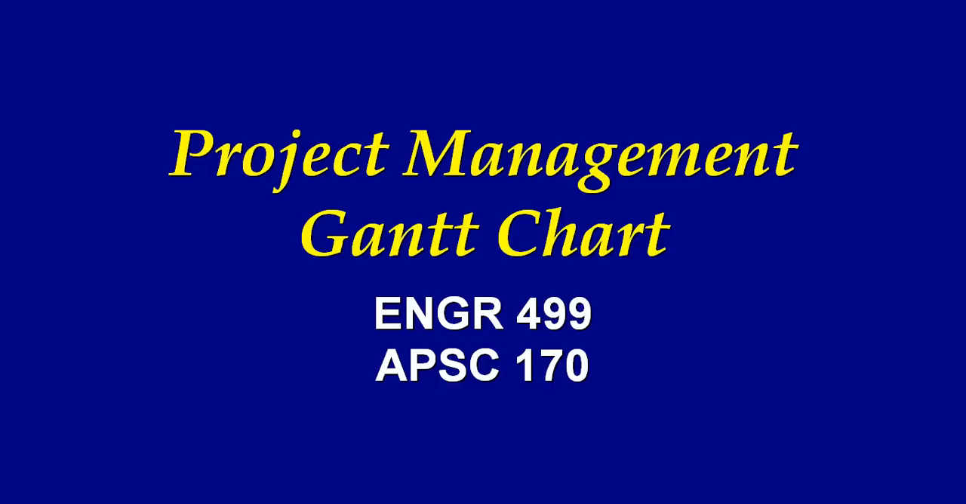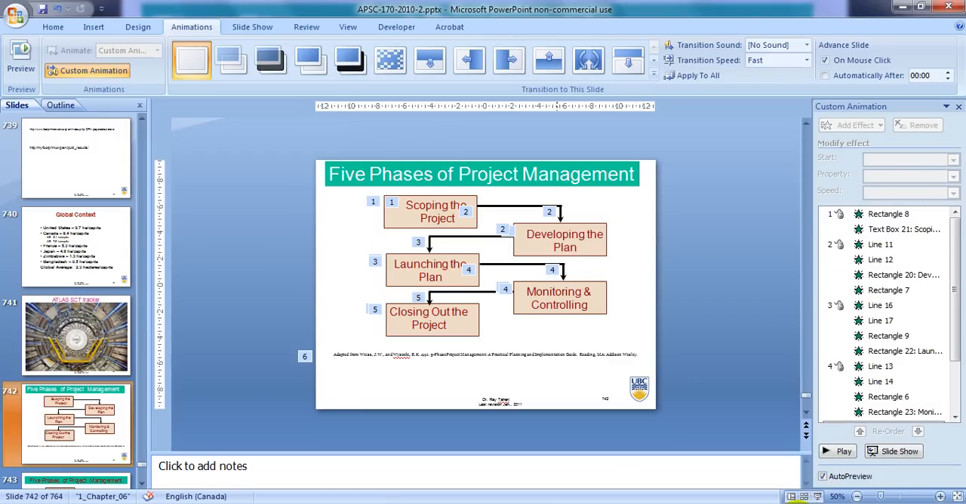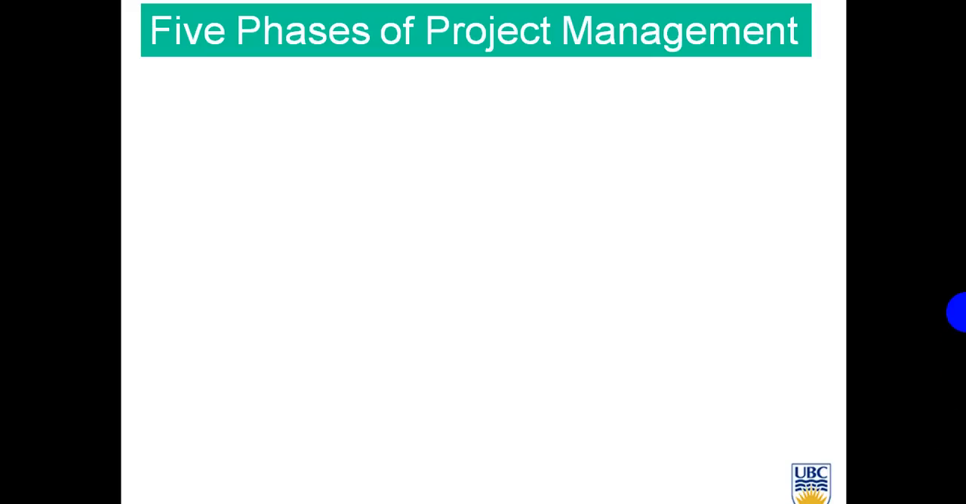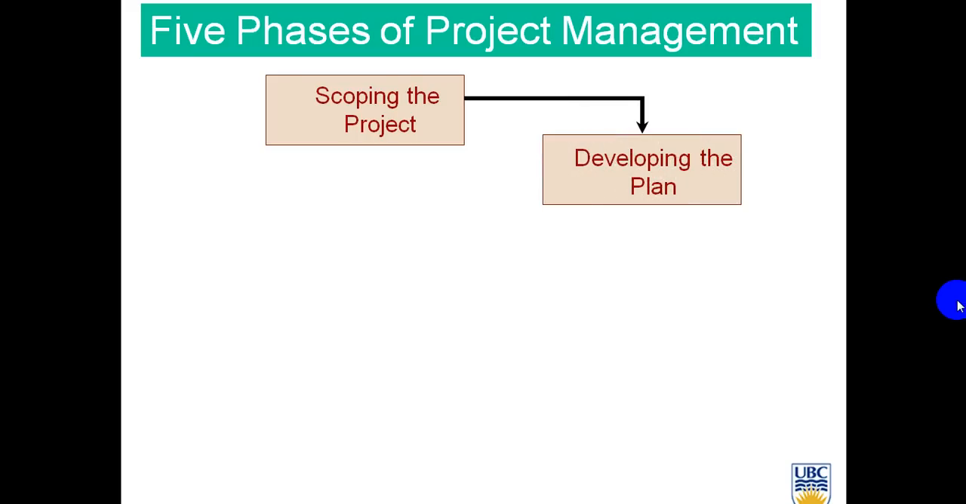Let us start by talking about project management. How many phases are involved in project management? Generally speaking, there are 5 phases we have to consider. Number 1 is we have to understand or evaluate the scope of the project. What is the magnitude of this project? What are the objectives? What are the deliverables? What are the resources?